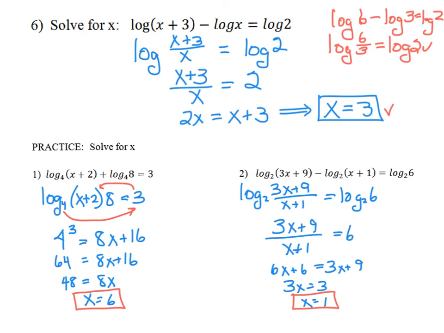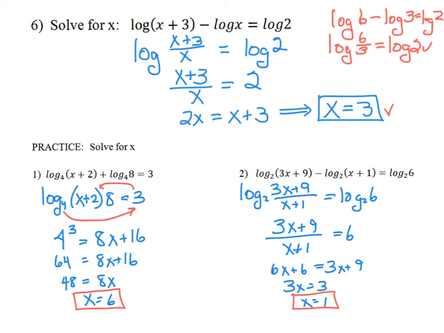Welcome back. Hope you had good luck with these 2 log equations. In number 1, I condensed the logs by multiplying 8 times x plus 2. So log to the base 4 of x plus 2 times 8 equals 3. Because there's only a log on one side of the equation, I rewrote it as an exponential.